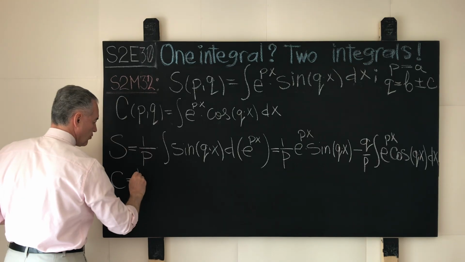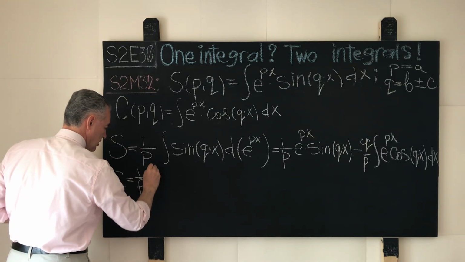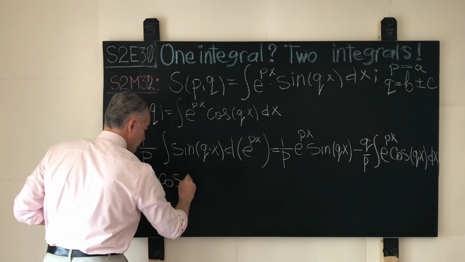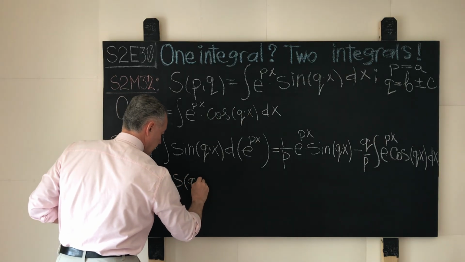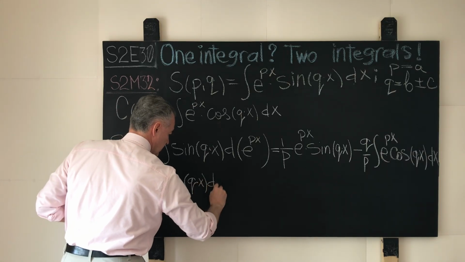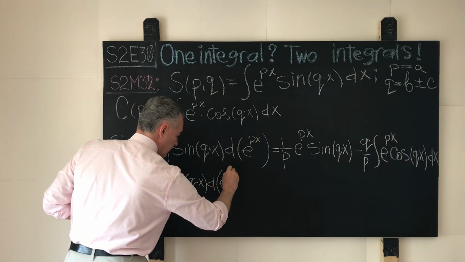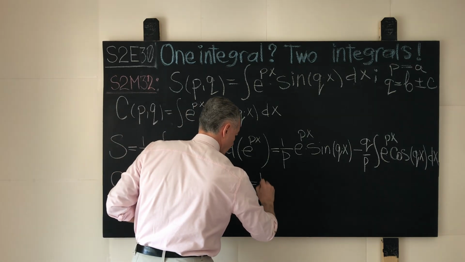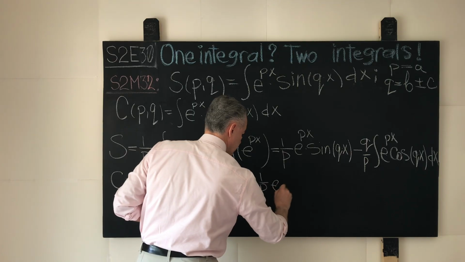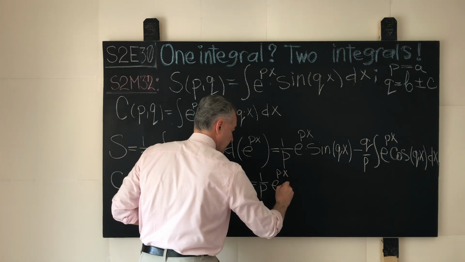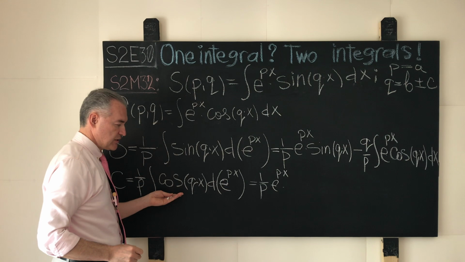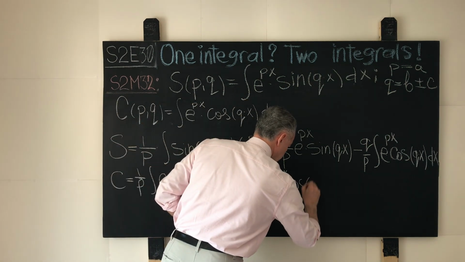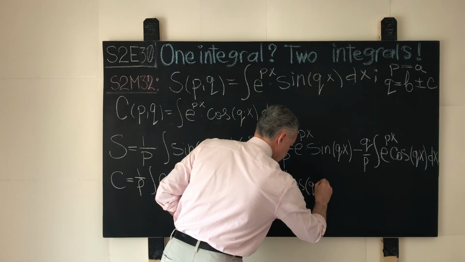Now we do the same thing with the integral c. We have again 1 over p integral of what? This time it will be the cosine evaluated at the argument q times x d e to the power of p times x. And this will be what? Again, 1 over p e to the power p times x times the trigonometric function of cosine evaluated at the argument q times x.